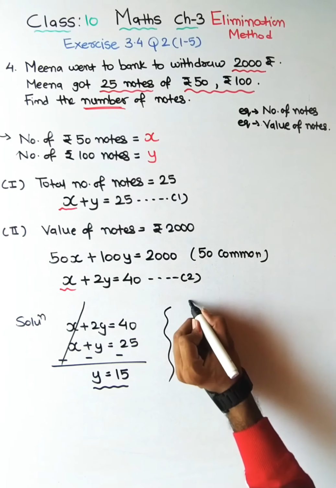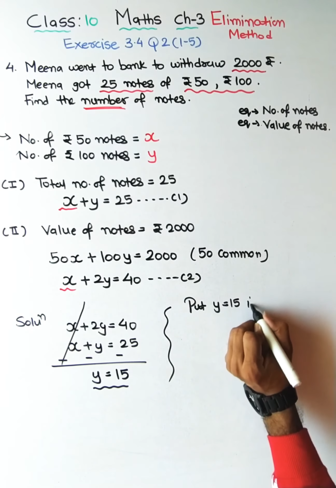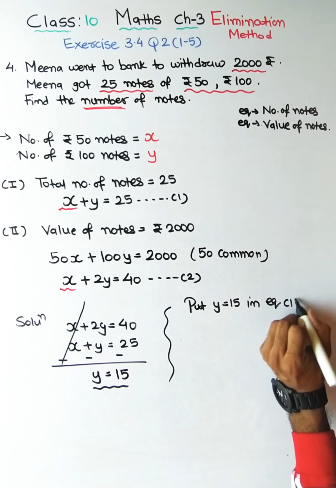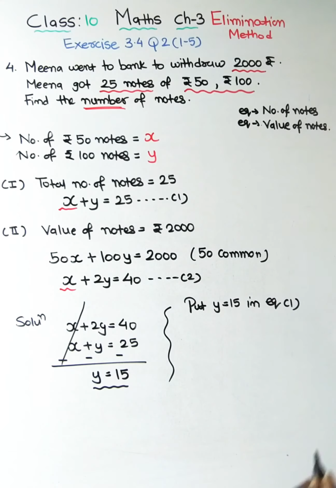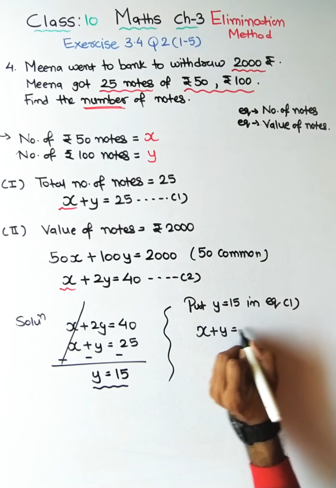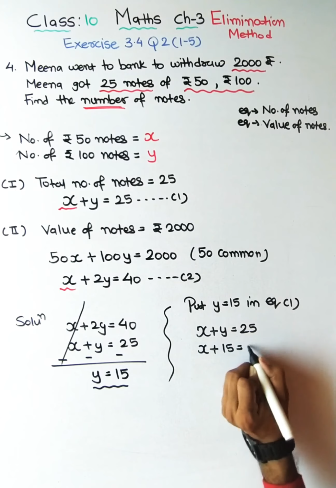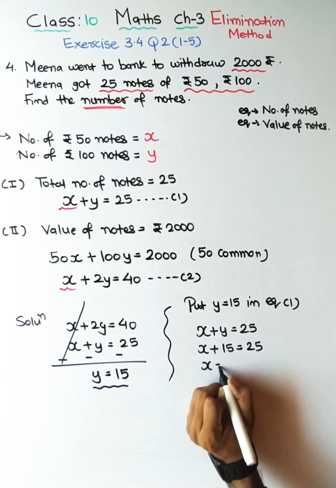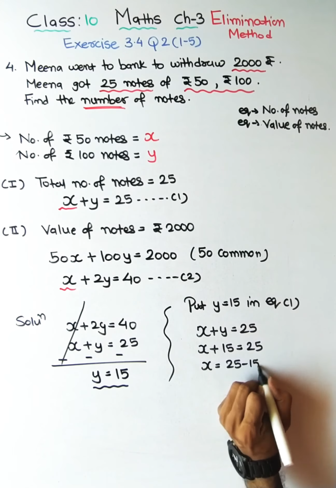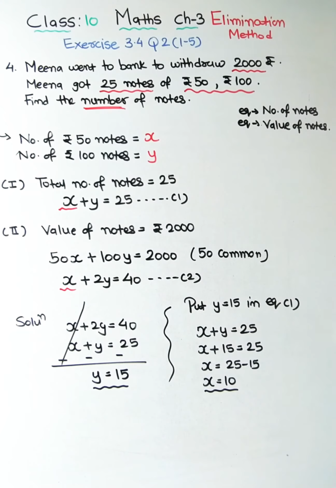Now let us put Y equals 15 in equation number 1. So what will it be? X plus Y equals 25, X plus 15 equals 25. So X equals 25 minus 15. So X equals 10. Right? Now X is nothing but the number of notes.